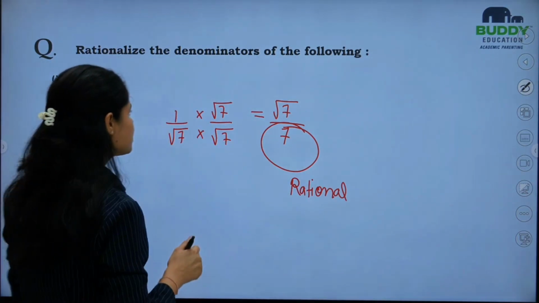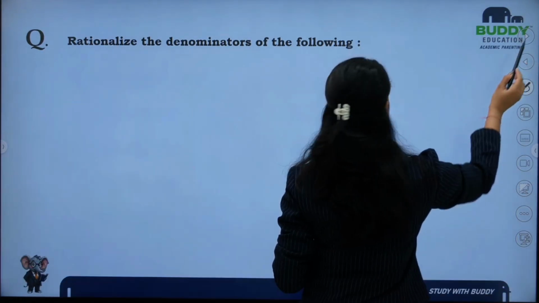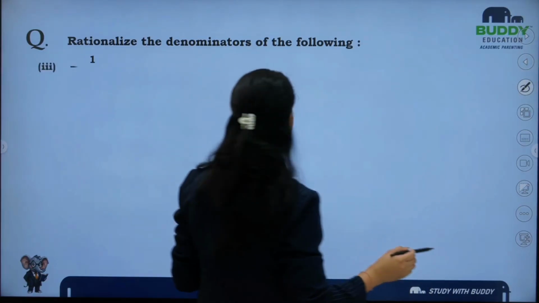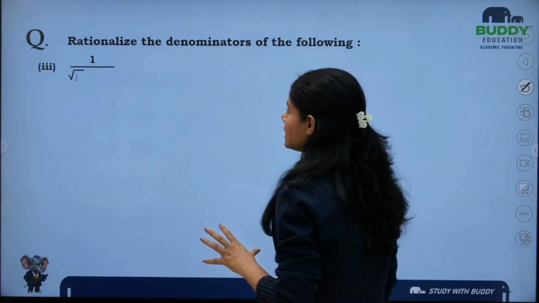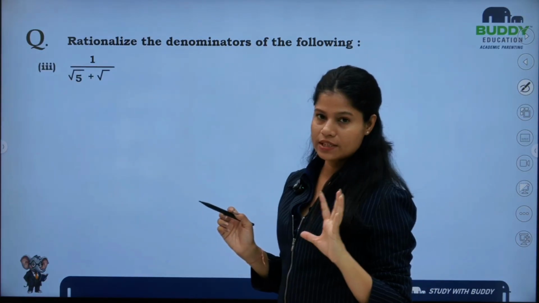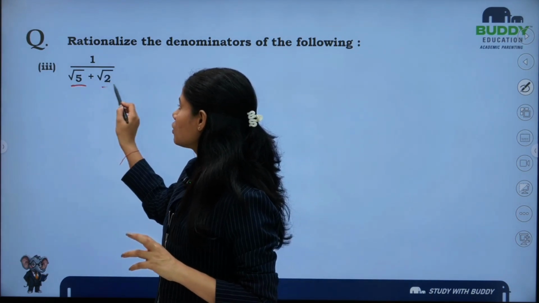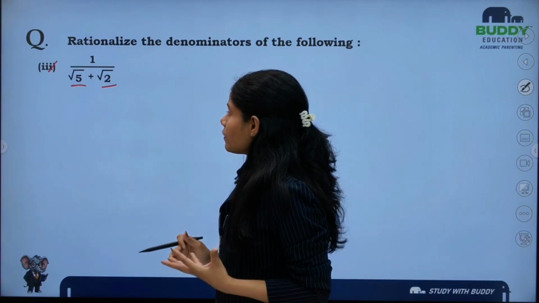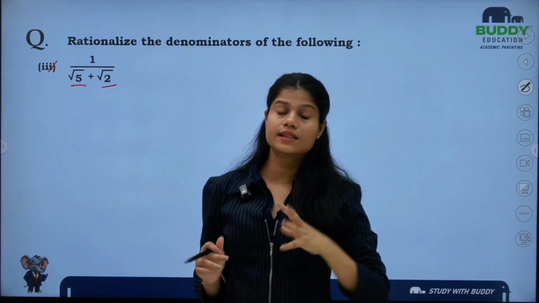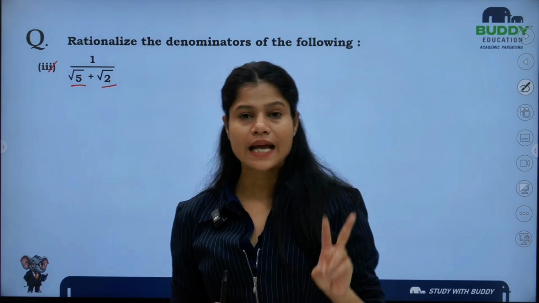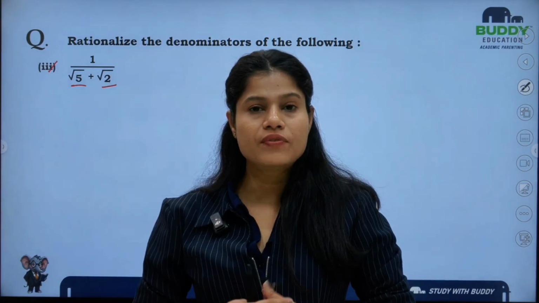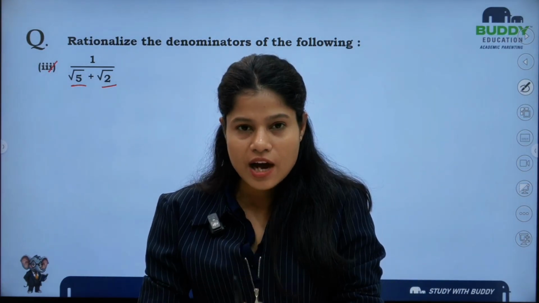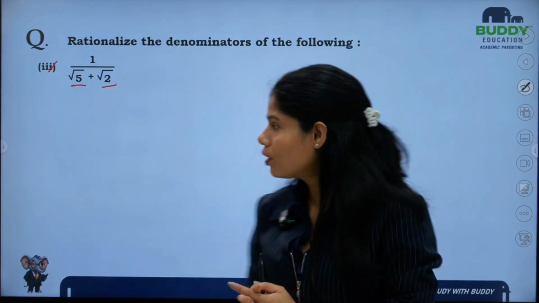All right, now let's move to the next question, in which we have a binomial in the denominator part. So you can see there are two terms. Now this is not the third part, this is the second part. Now what do we have to do in this kind of question? This is the type 2 of question where we are doing rationalization.